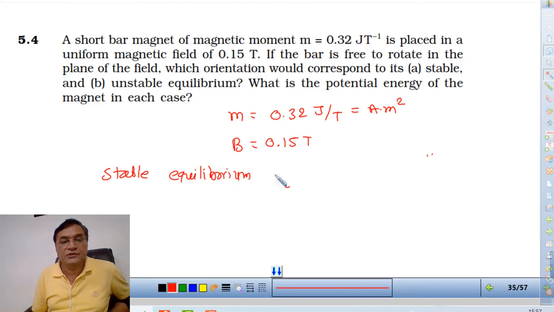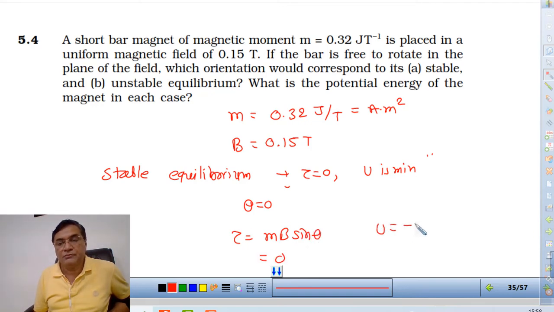Where torque is equal to 0 and U is minimum, we call that stable equilibrium. So that is theta equal to 0. What is the torque? mB sin theta, so torque is 0.